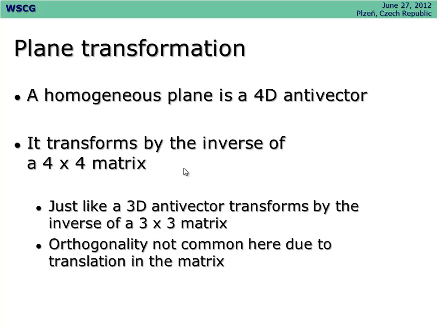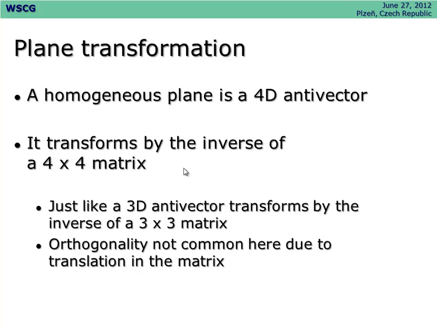All right, now since planes are antivectors, they also don't transform the same way as points do. They transform like normals do in 3D, because those normals are 3D antivectors, planes are 4D antivectors. And they transform by the inverse of a 4x4 matrix in the same manner.